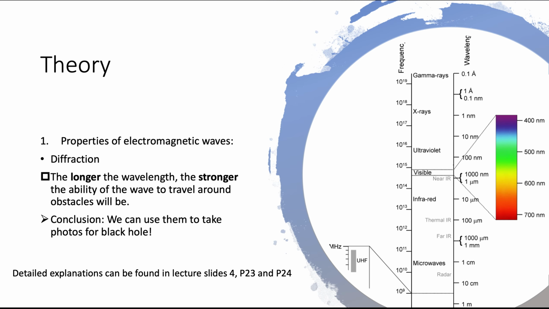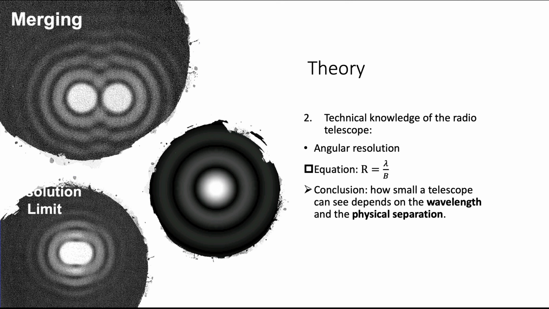So the theory is about the properties of electromagnetic waves. There are two theories. One is diffraction. First, let's tell something about diffraction. The longer the wavelength, the stronger the ability of the wave to travel around obstacles. So in theory, we can use waves with longer wavelengths to find a black hole, for they can travel around millions of obstacles and then reach our Earth.